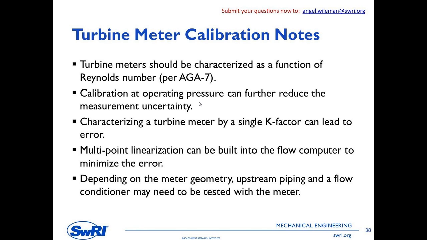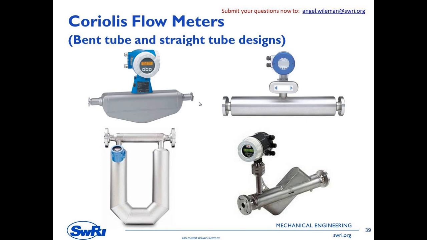The other thing is, use all your data. So use that multi-point linearization that you can get out of the calibration to minimize the error curve. And I already mentioned the piping thing. We're getting towards the end. I'm accelerating here. Sorry for spending so long on the first parts. Coriolis Flow Meters. So here's some different design Coriolis Flow Meters. Again, pick your favorite, or if your favorite's not up there, I apologize.